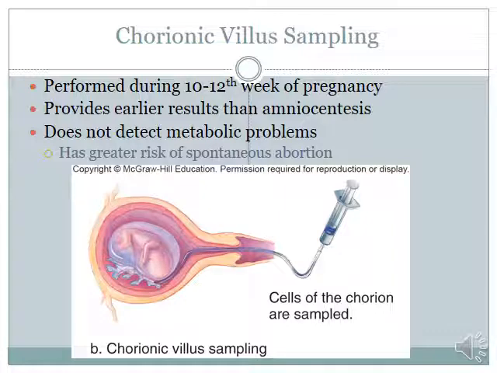CVS is slightly less accurate than amniocentesis. In about 1 in 1,000 to 3,000 procedures, it halts development of the feet and/or hands and may be lethal. Also, CVS does not sample amniotic fluid, so tests for inborn errors of metabolism are not possible. The advantage of CVS is earlier results, but the disadvantage is a greater risk of spontaneous abortion. However, CVS has become much safer in recent years.